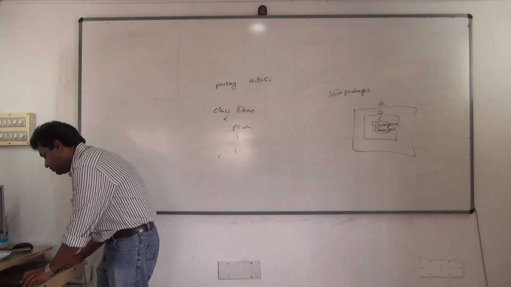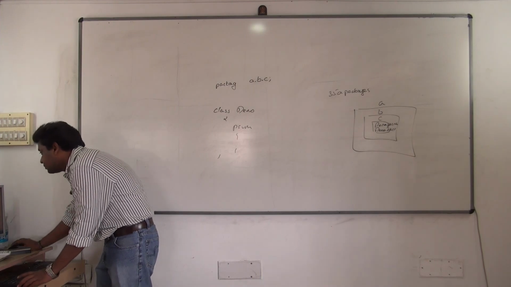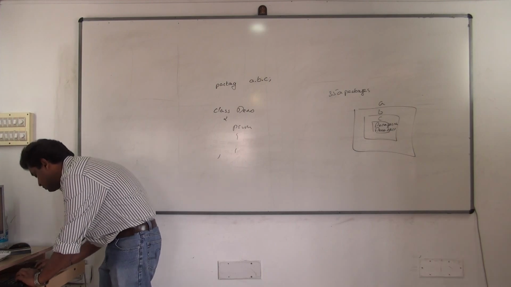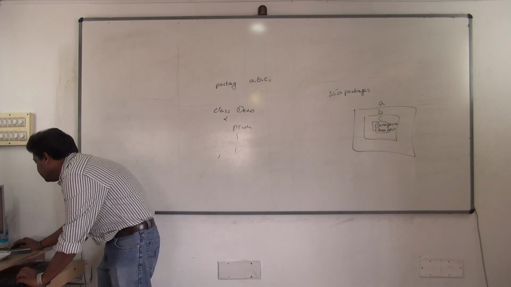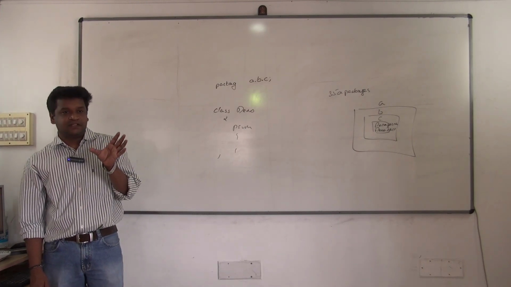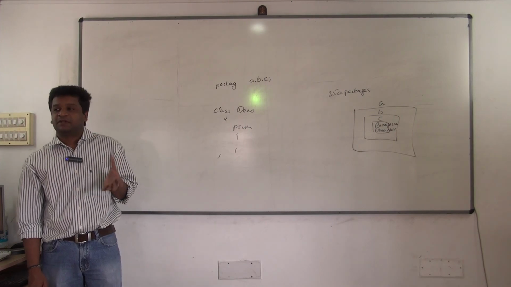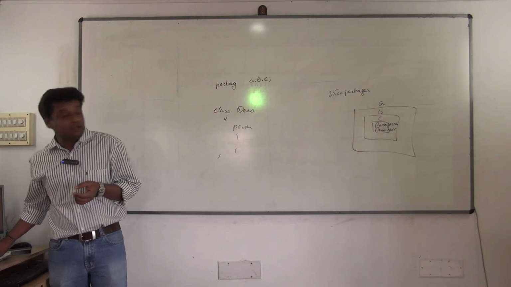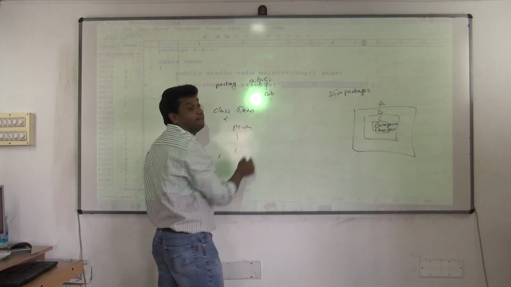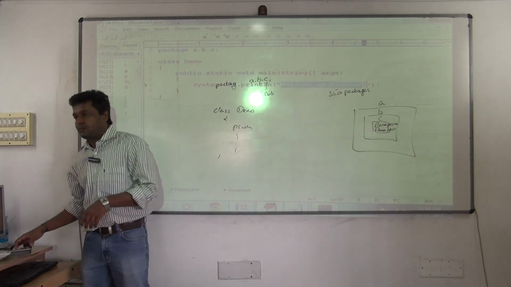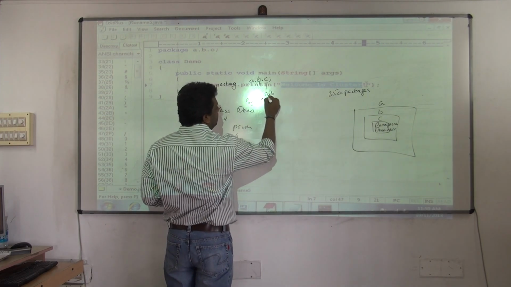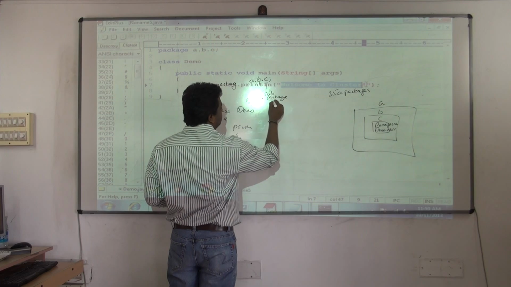So what is it that we have to create now? Here A, B, C are all packages. Sorry, A is the main package. B is a sub-package of A. C is a sub-package of B. So B is a sub-package of A, and C is also a sub-package of B. They are sub-packages. See, B is a sub-package of A, C is a sub-package of B.